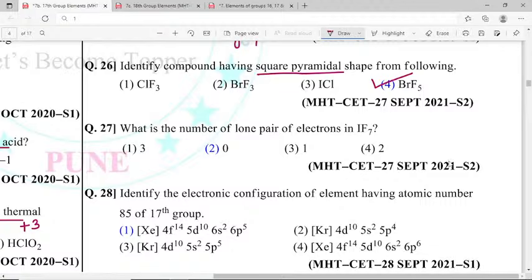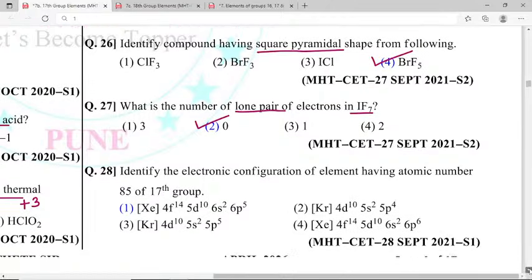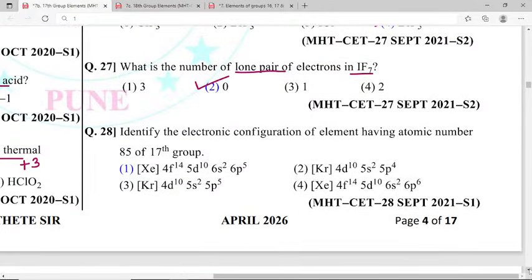What is the number of lone pairs? IF7, zero lone pair. Iodine heptafluoride has zero lone pairs. This is a type of XX7 molecule, and it is a gas. IF7 is a colorless gas.